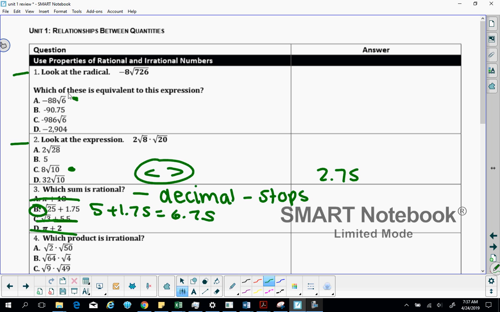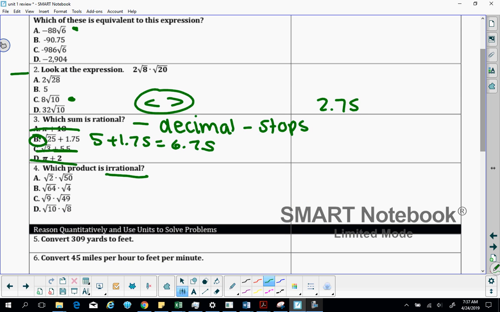Now try number 4. Which product is irrational? So which one is going on forever and ever or not making sense? Figure out which decimal would be irrational.